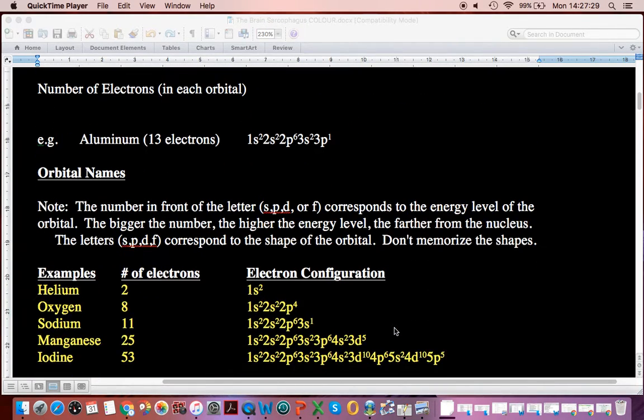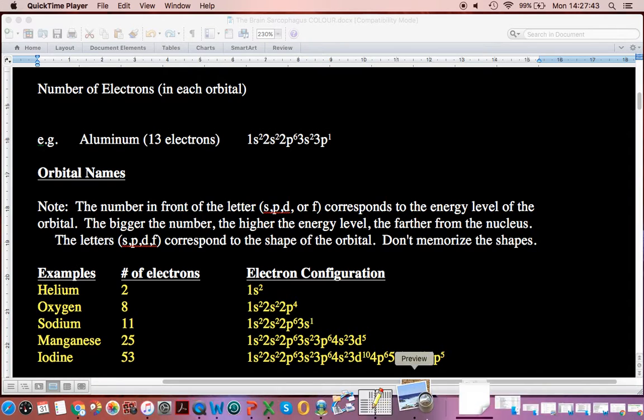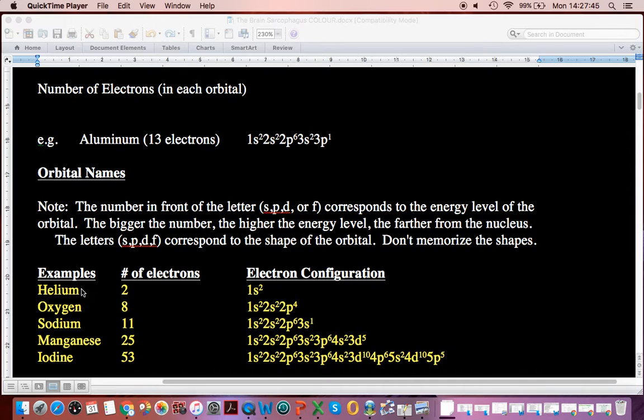So we have the s, p, d, and f, and then we put numbers in front that talk about the energy levels. Smaller numbers mean the electron's closer to the nucleus, and bigger numbers mean a higher energy orbital, farther from the nucleus. And so here are 5 elements. We've told you the number of electrons, and here are the configurations. You can double check, but hopefully they're done right. And they should have filled in these orders.